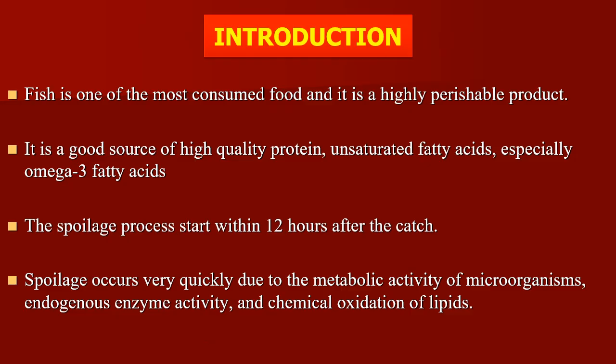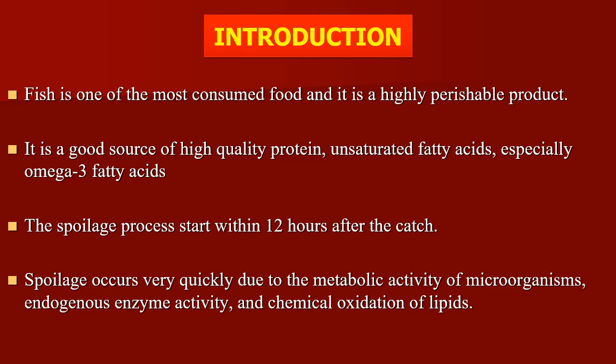So at the beginning, let me recapitulate a few things related to spoilage. As we know, fish is one of the most commonly consumed foods of animal origin. It is highly preferred, of very high nutritional quality, and also highly perishable. Fish is a very good source of high quality protein and unsaturated fatty acids. Many of the essential fatty acids and essential amino acids are present in high quantity, and it is also a very good source of omega-3 fatty acids, which is very important for human health and nutrition. Naturally, such foods are very easily susceptible to spoilage.